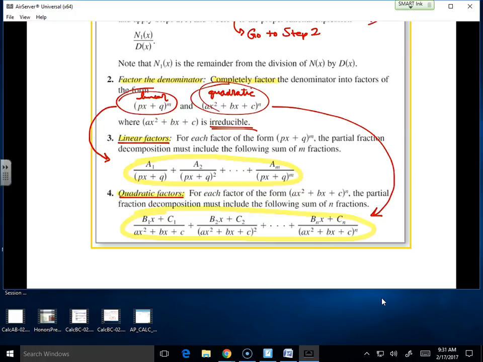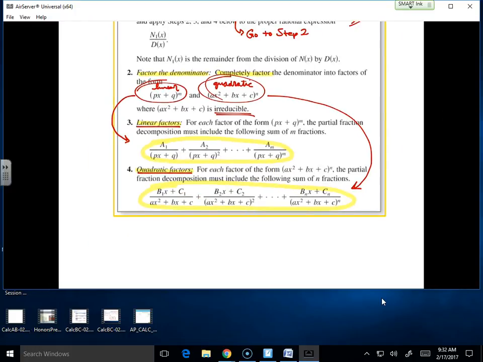This table looks super intimidating, but don't worry, it's not as intimidating as it seems. So step 3, if you have linear factors, make partials from them. Step 4, if you have quadratic factors, make partials for them.